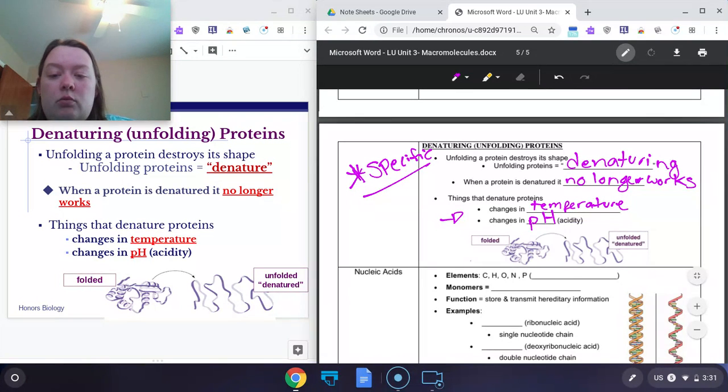Similar thing happens with pH. Something very, very acidic is essentially going to burn whatever it comes into contact with. If you were to put acid on an egg, it would look very similar to if you heated an egg, because it denatures the proteins inside of the egg.